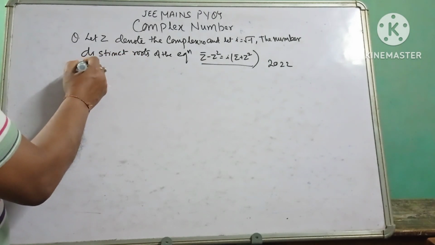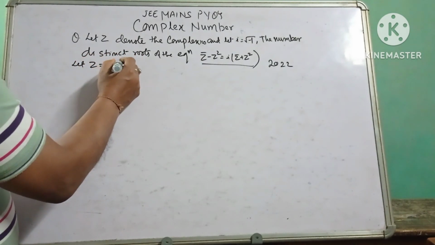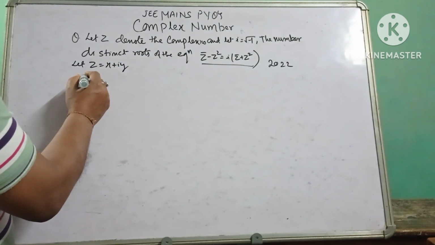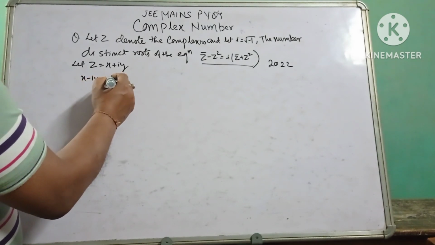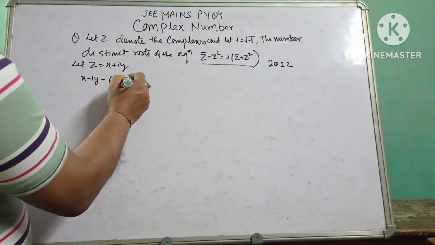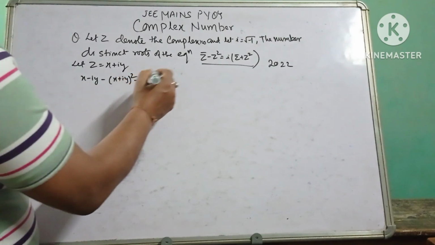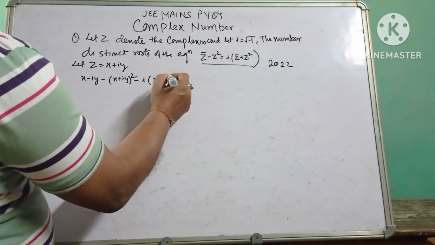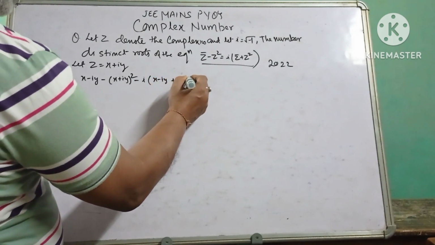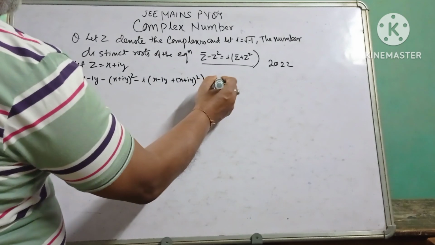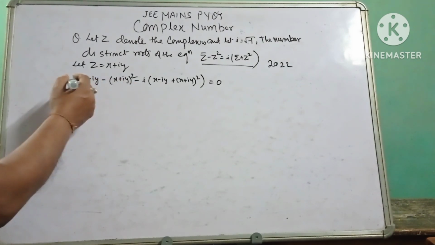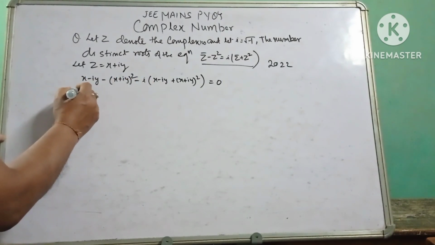Just take Z is equal to x plus iy, and put the values here. So this is x minus iy minus iy the whole square, minus, I bring it here, i times x minus iy, and plus x plus iy the whole square is equal to 0, because I have shifted this towards your left side. So you just have to expand it, there is nothing else here.